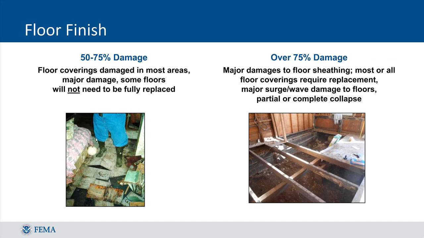For example, a home with just 1 or 2 rooms on the second story may require floor replacement in all areas on the first floor, but not on any second story rooms. When damage levels are over 75%, it is likely that all the flooring in the home needs to be replaced, as there is major damage to floor sheathing and coverings. You may also notice that the floor is partially or completely collapsed in some areas, signifying its instability.